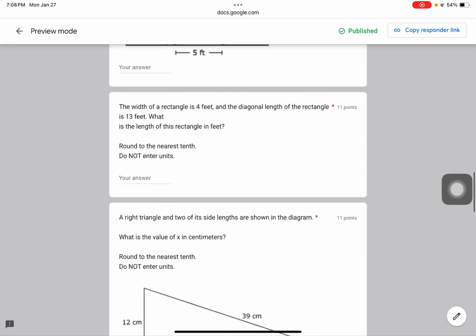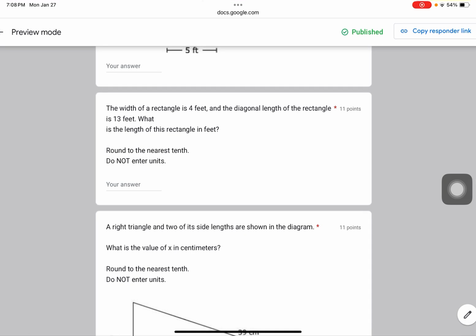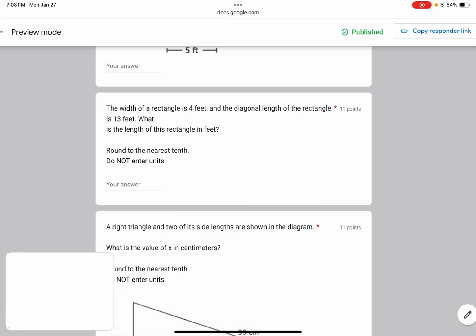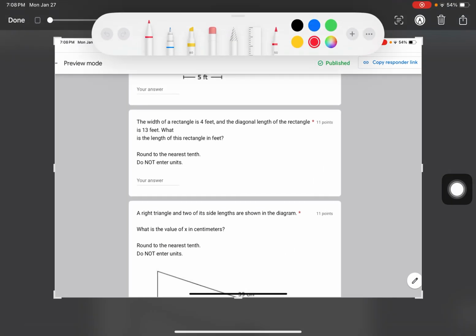Okay. Now, when it says diagonal, diagonal is always the hypotenuse. So it gives you the diagonal, and you're going to plug that into C. So you've got 4 squared plus B squared equals 13 squared.